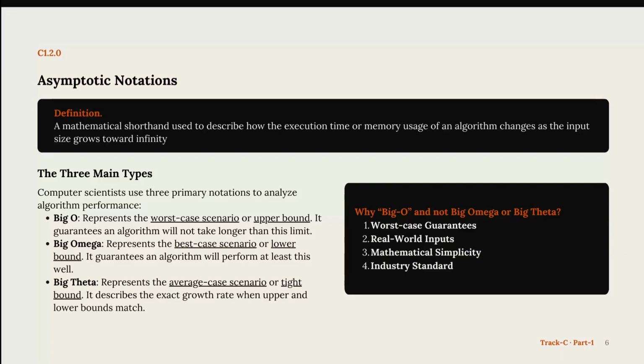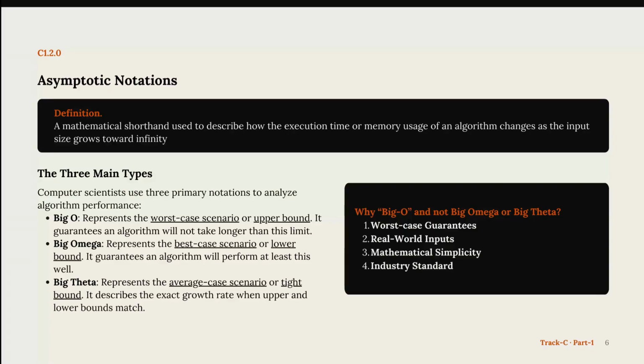Then you have your big omega, which is at the bottom or lower bound, and it tells that no matter how much data you give it, this is the lower bottom that it will not cross on the lower side. This is the bare minimum that we need. Then we have big theta in the center, and that's the average case scenario or tight bound. It exactly describes the growth rate when upper bounds and lower bounds match, but it's really not that helpful.